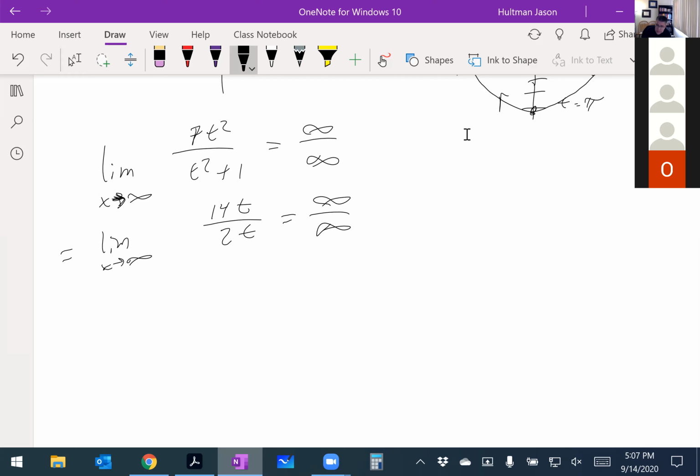No, this is still infinity over infinity. This is not 7. Does that make sense? Okay, so now we're going to do L'Hopital's rule one more time. This is 2. Oh, and that's how you get the 7. Yes. So this is 14 over 2 equals 7. You have to keep going until you don't get an indeterminate form.